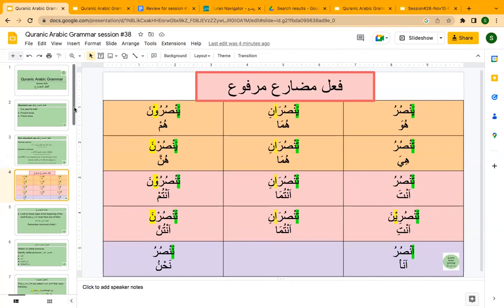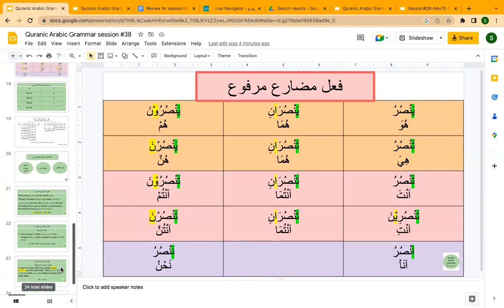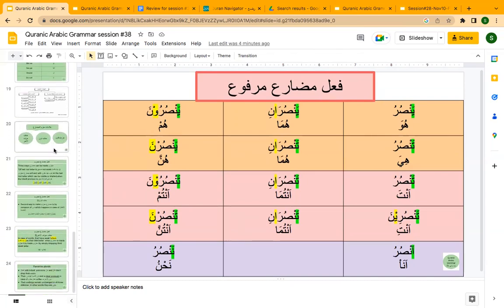And one more thing: what are the weak letters in the Quran? Waw, alif, and ya. Now this is alif I'm saying. I am not calling it hamza. So keep that in mind. Alif and hamza are not the same.